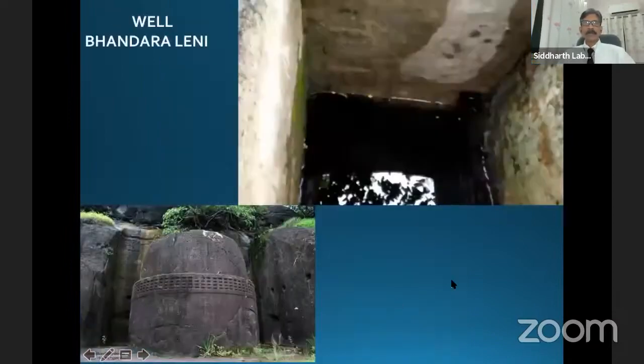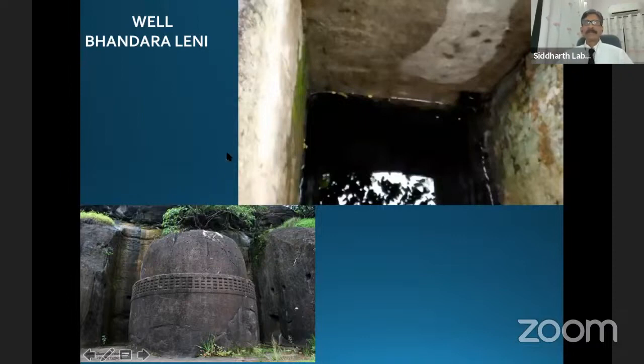Okay, now if you see the example of Bhandara Leni, this is near Lonavala, and it is a very beautiful Leni. Saint Tukaram used to sit there and meditate. And here he found this stupa, and this stupa he used to address as Panduranga. So actually he was venerating Buddha. He was meditating in front of the Buddha, that is his stupa, and he used to address him as Panduranga. That was his faith, I think.